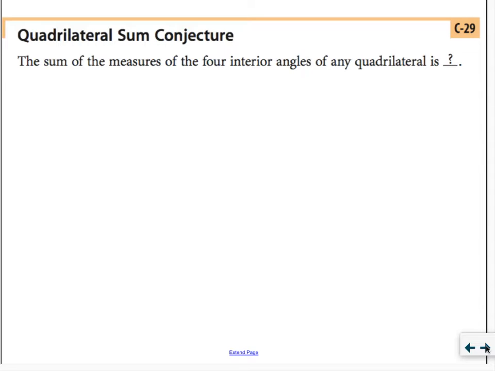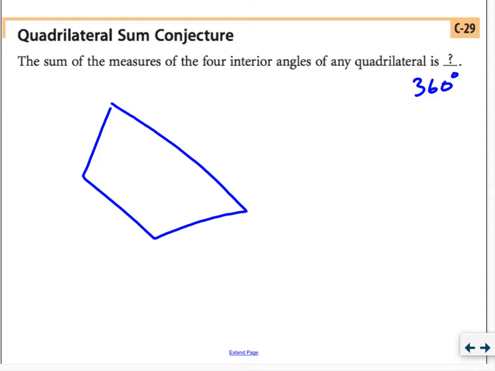What do you think the sum of the measures of the four interior angles of any quadrilateral is? Can you fill in the blank? Sure, you probably remember from previous courses that it's 360 degrees. Exactly. And maybe what you recognized was that if you have a quadrilateral, you could draw in a diagonal, and your diagonal created two triangles, each of whose sum of its angles is 180 degrees. So 2 times 180 is 360. So the sum of the measures of the interior angles of a quadrilateral is 360.